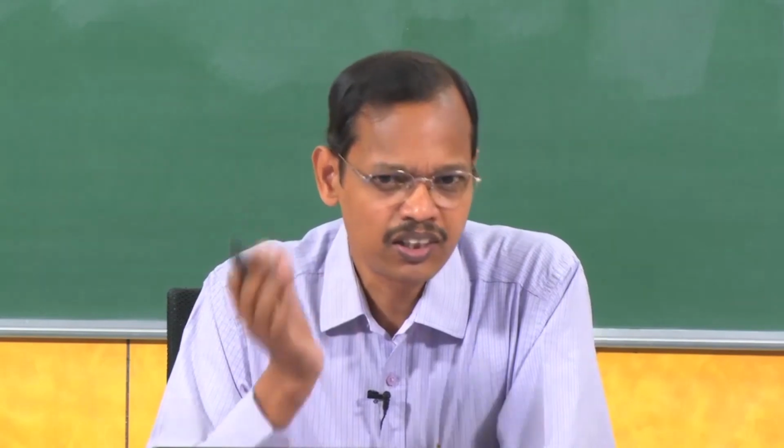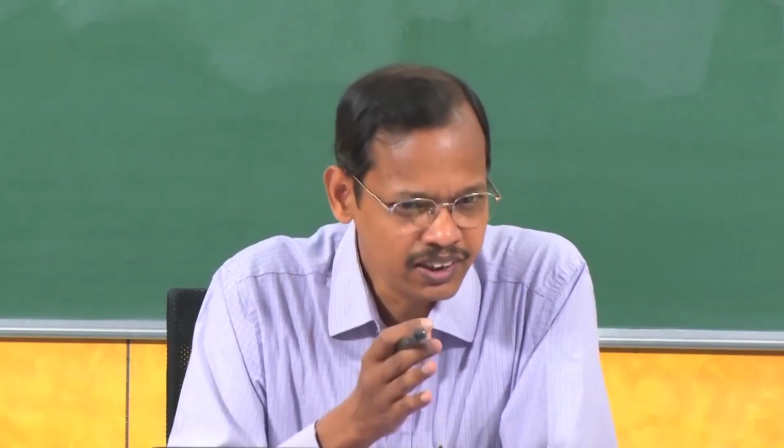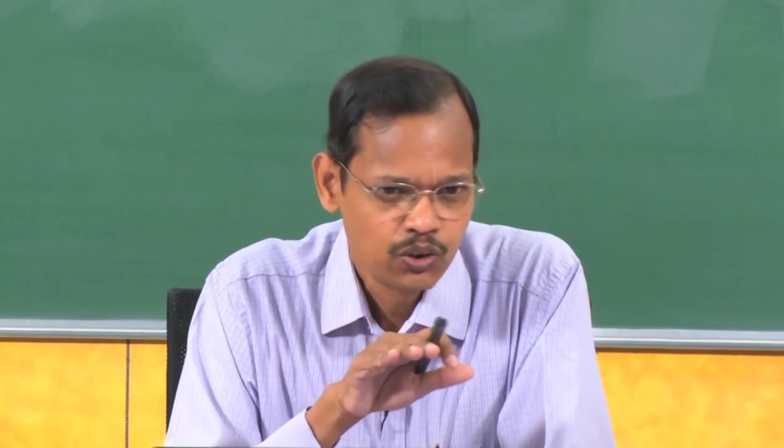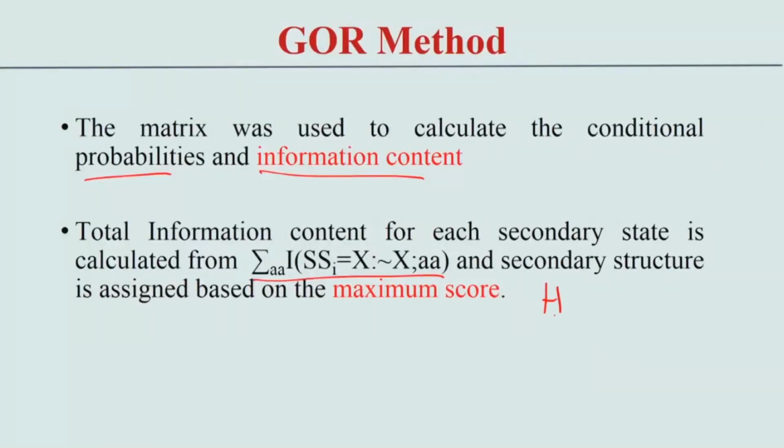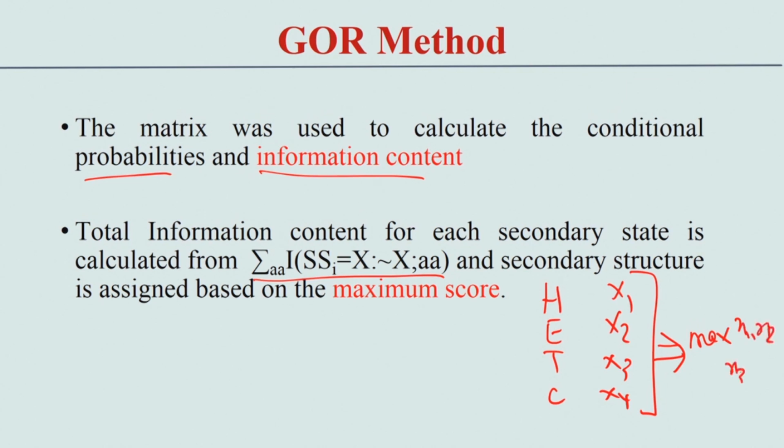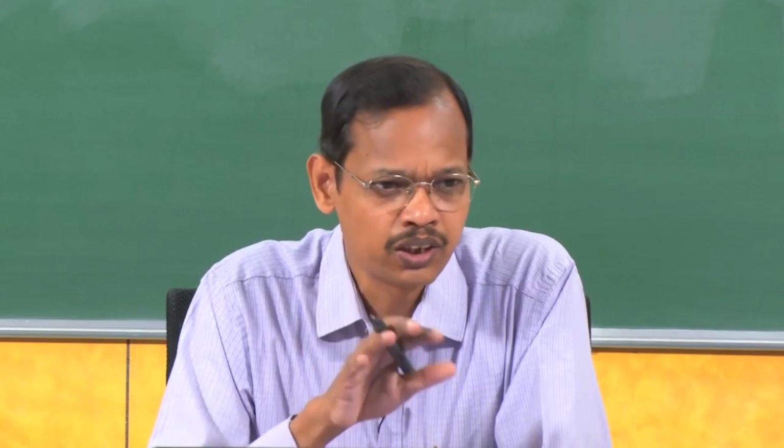Then do the same for strand, the same for the turn and the same for the coil. Then how many values will we get? 4 values. If you have the 4 secondary structures, helix, strand, turn or coil, we get 4 different values, x1, x2, x3, x4. From these, which one is the preferred secondary structure? The maximum. So, the maximum of x1, x2, x3, x4 will give you the preferred secondary structure. This is the principle used in Garnier's method.